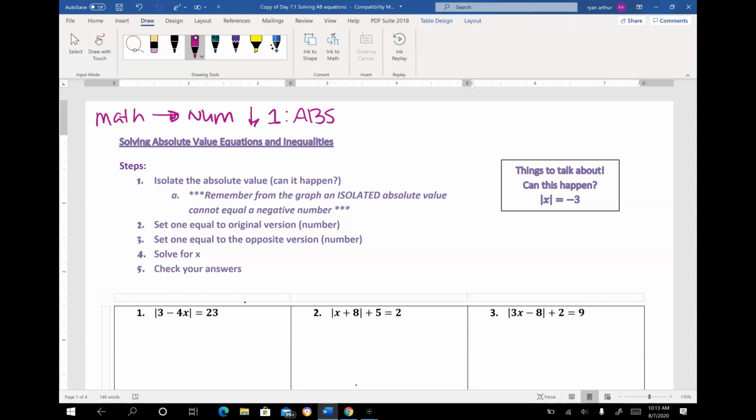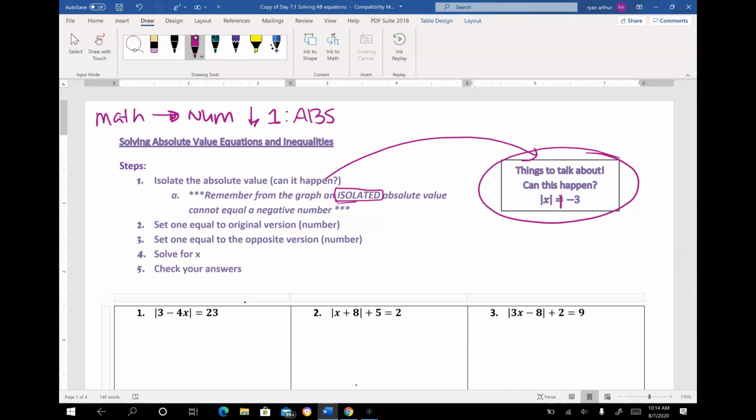You want to ask yourself, can it happen? And what do I mean by can it happen? Again, remember from the graph, an isolated, that's the key word here, I need you to remember that word, isolated, absolute value cannot equal a negative number. So can this happen? Can the absolute value of x equal negative 3? Well, the absolute value is always going to produce a non-negative number. So if you take the absolute value of negative 3, you will always get positive 3. So no, this cannot happen, okay?